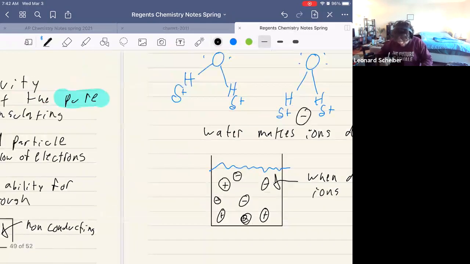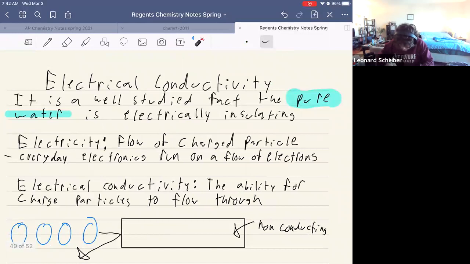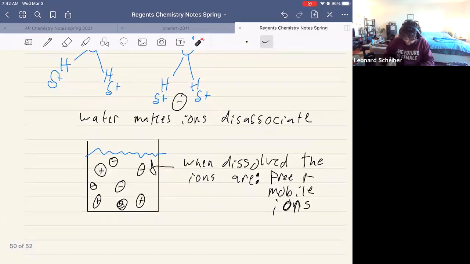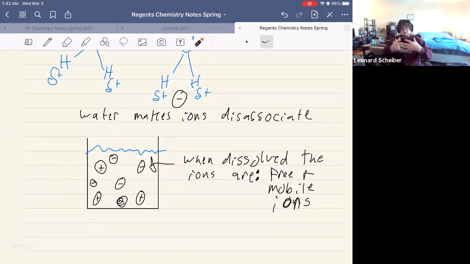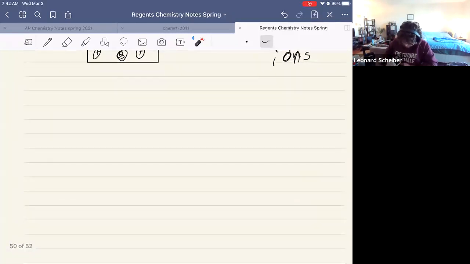Hey, remember how we defined electrical conductivity as the ability for charged particles to flow, right? Look at that. We now have a situation when that salt is dissolved, when those ions are dissociated and freely floating around, we now have ions with the ability to move, electrically conductive. So now electricity can flow through here.